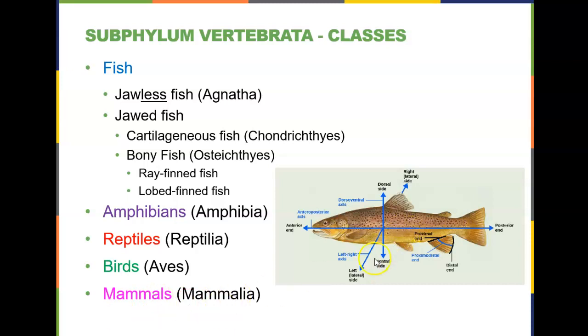Remember, with all of our vertebrates, we can look at them and explain them directionally. They have an anterior end where the head is, a posterior end for the tail, dorsal represents the back, ventral represents the belly.